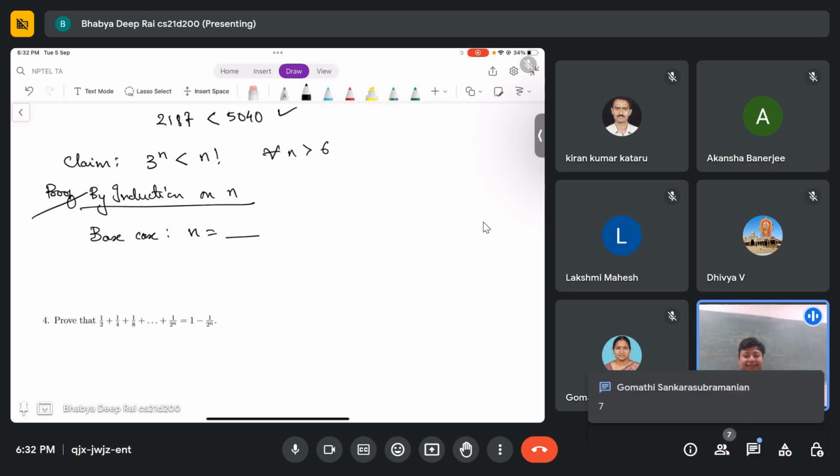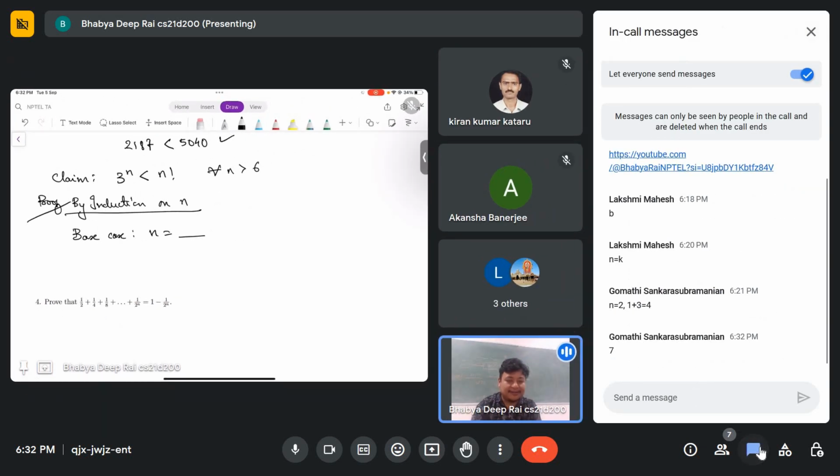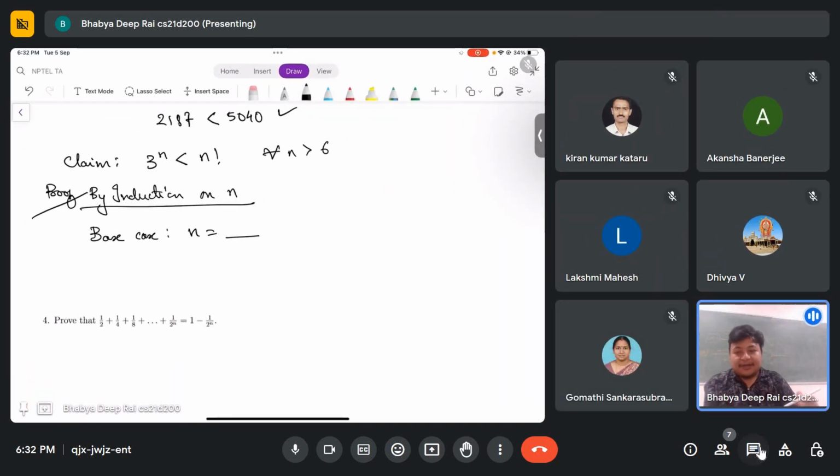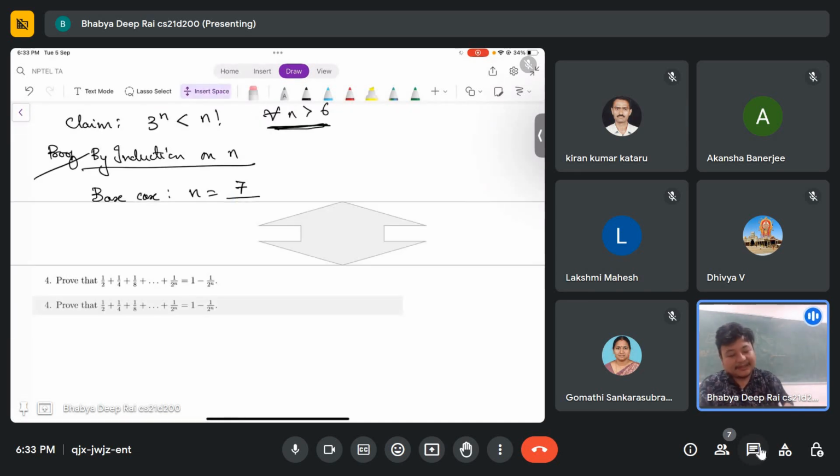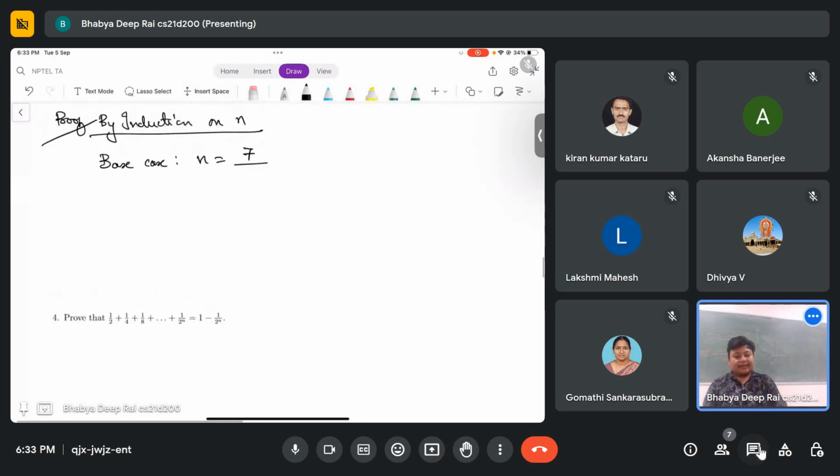Should I begin from 1, 2, some? Gomati says 7. Yeah, that's right. Good. We should begin from 7 because remember our claim asks for n strictly greater than 6. Since n is an integer, the only n which is strictly greater than 6 is 7, right? So we begin from 7, because the claim starts only from n greater than 6.